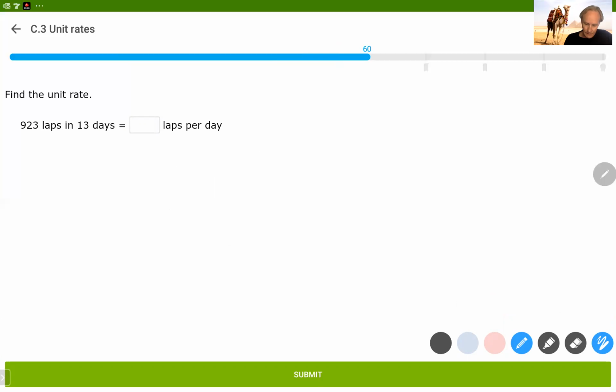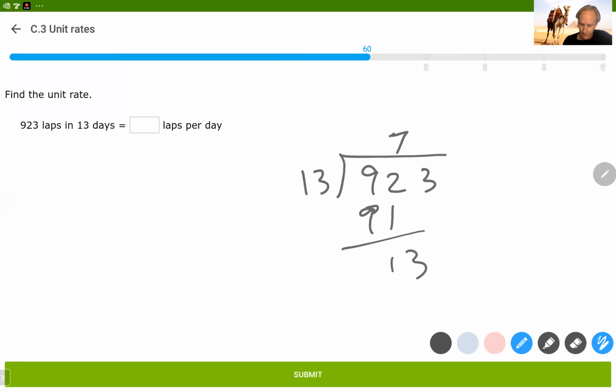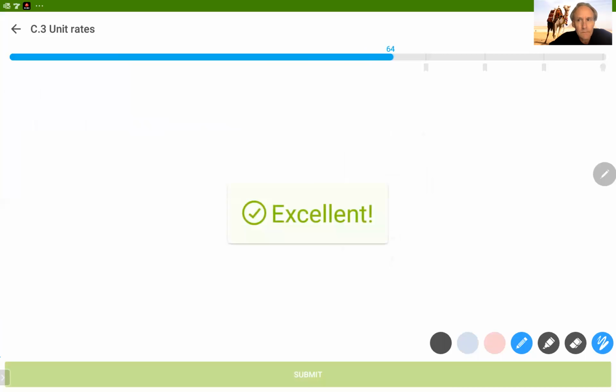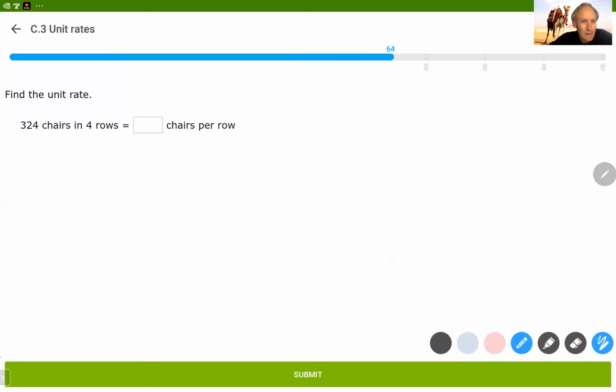923 divided by 13 looks like 61. No, it's not. 13 into 923. So 13 into 9 goes maybe 8 times. Nope. Let's try 7. 7 times 13 is 91. And we have 13 remaining, and it's 71 hours per day. 324 divided by 4 is 81.